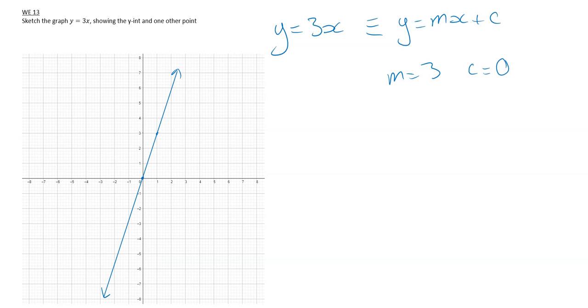That works. Have I answered the question? It says sketch the graph of that, showing the y-intercept and one other point. Yeah, I've done that. I can even label this if I want to, 1, 3, and this is obviously 0, 0. Any questions? Nothing? Yeah. I'll leave that there.